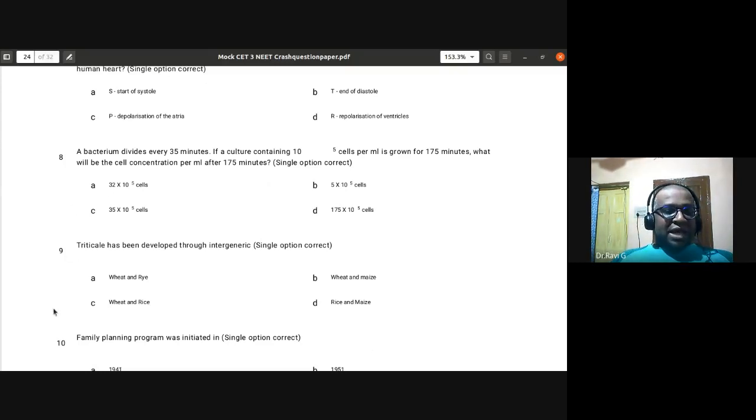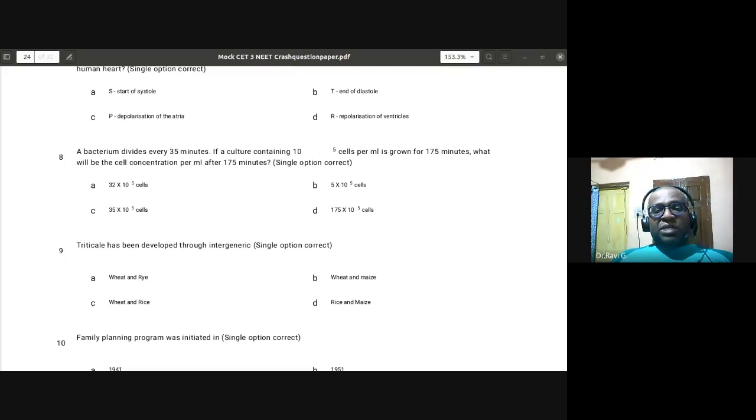For that, we have a calculation. Wherein n, the time difference, is 175 divided by 35. So it is going to be 5. The time difference is 5 times 35 minutes, you can notice. Then 2 to the power of n equals 2 to the power of 5, which is 32. The culture initially had 10 to the power of 5 cells per ml. Therefore 32 into 10 to the power of 5 cells will be present after 175 minutes.